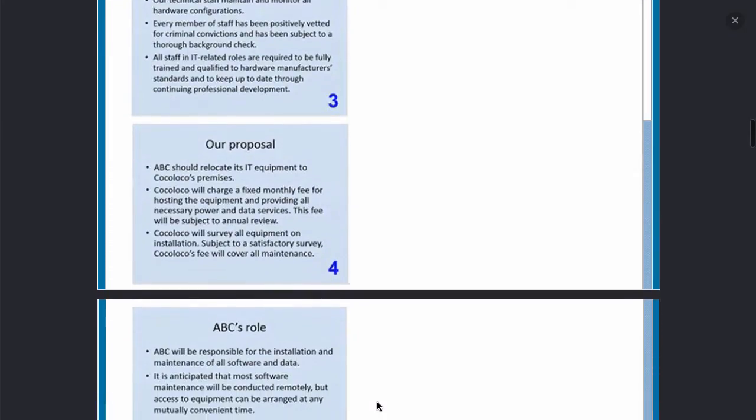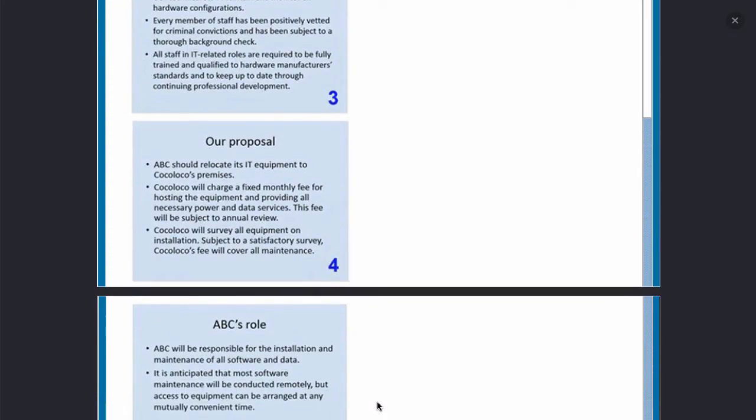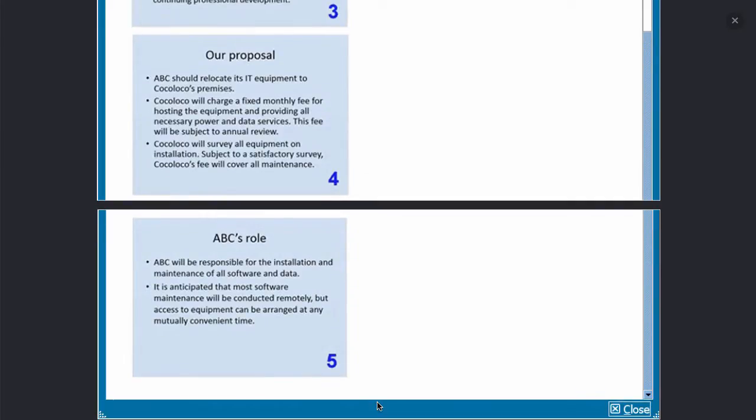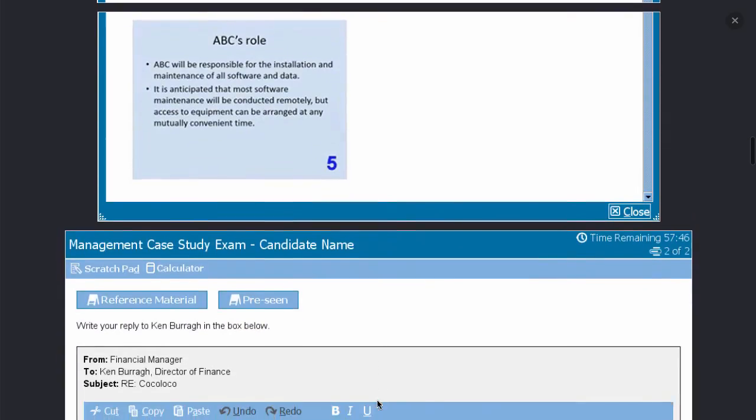Our proposal: ABC should relocate its IT equipment to C's premises. C will charge a fixed monthly fee for hosting the equipment and providing all necessary power and data services. This fee will be subject to annual review. C will survey all equipment on installation, subject to satisfactory survey. C's fee will cover maintenance. ABC's role: ABC will be responsible for the installation and maintenance of all software and data. It is anticipated that most software maintenance will be conducted remotely, but access to equipment can be arranged at any mutually convenient time.